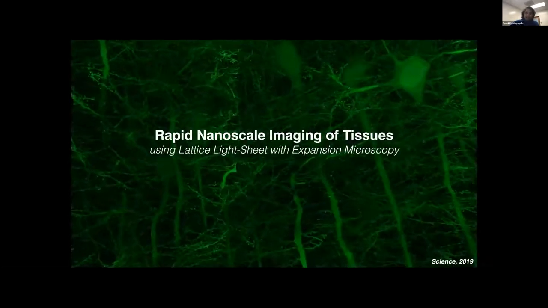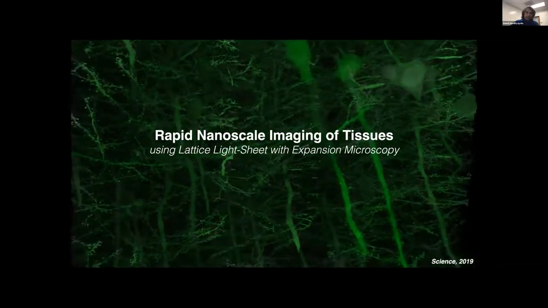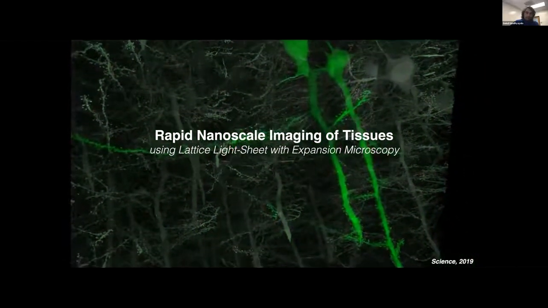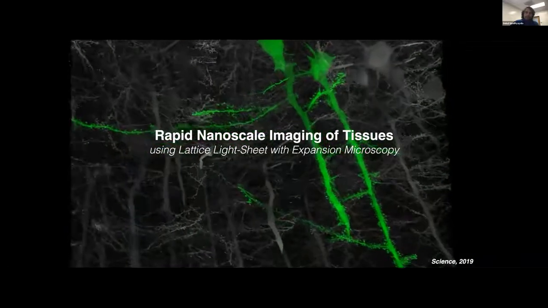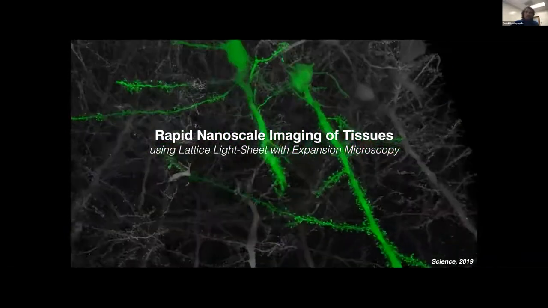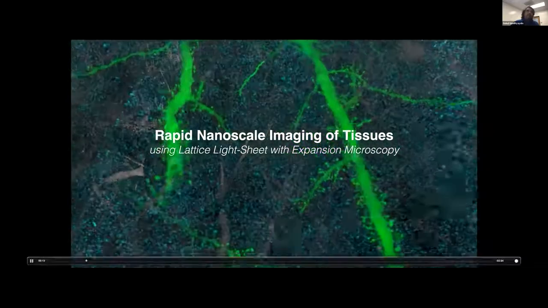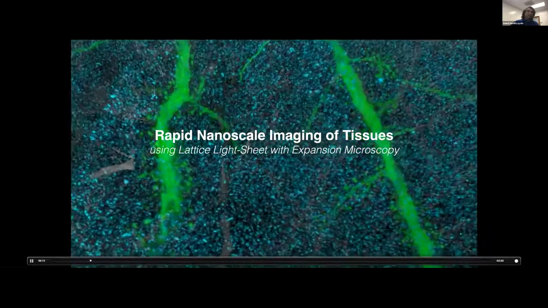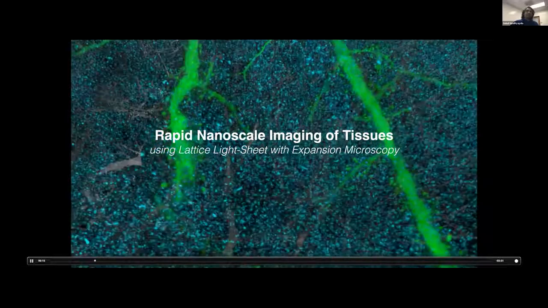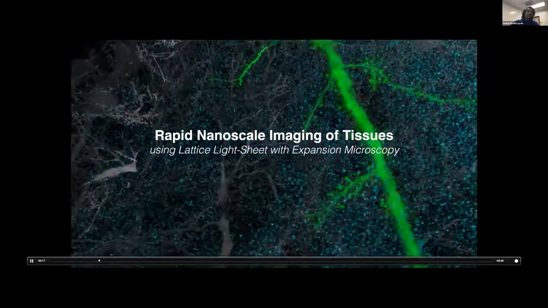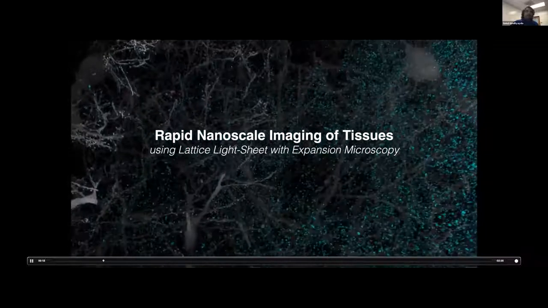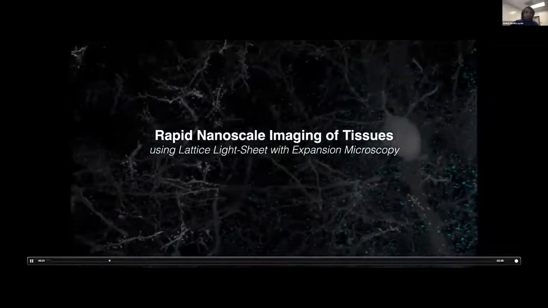So I want to switch gears a little bit and tell you about our other work where we combine lattice light sheet microscopy with expansion microscopy for, again, rapid, scalable, super resolution of tissues. Here we're looking at 2 neurons in the somatosensory cortex with vastly different pre and postsynaptic connections. But I'm going to jump right into it in the interest of time.